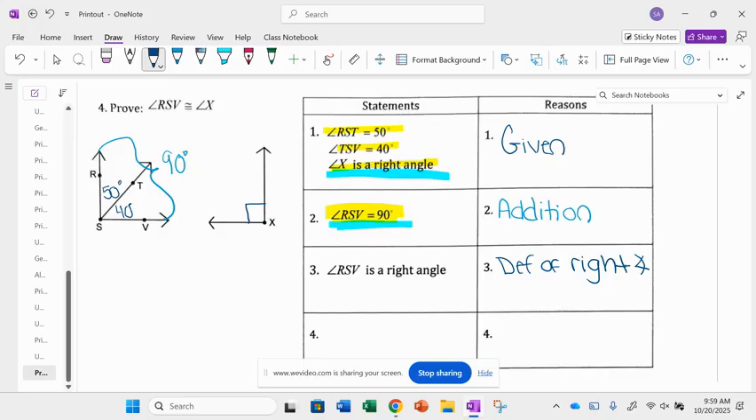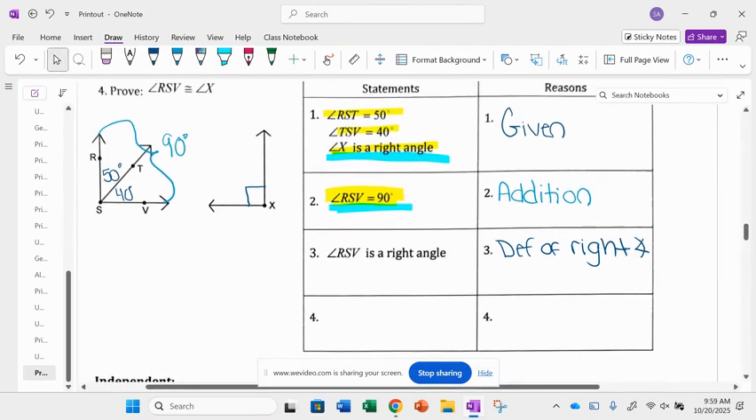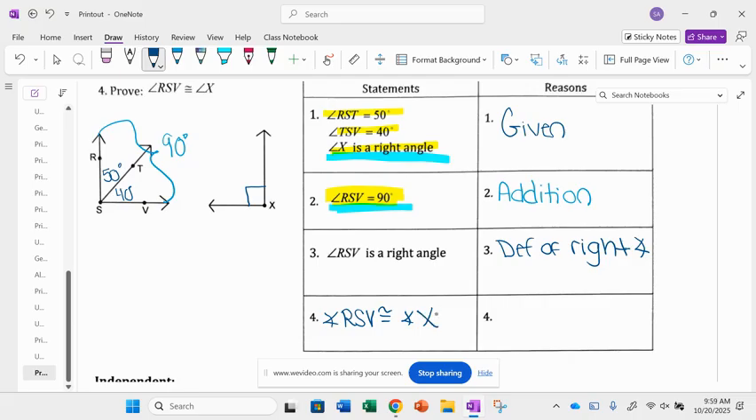All right, and the last statement is always what? The last statement is always what we want to what? Not Stella, somebody else. Not Caitlin, somebody else. Jack in the back. Prove. The last statement is always what we want to prove. And what we want to prove is angle RSV is congruent to angle X.